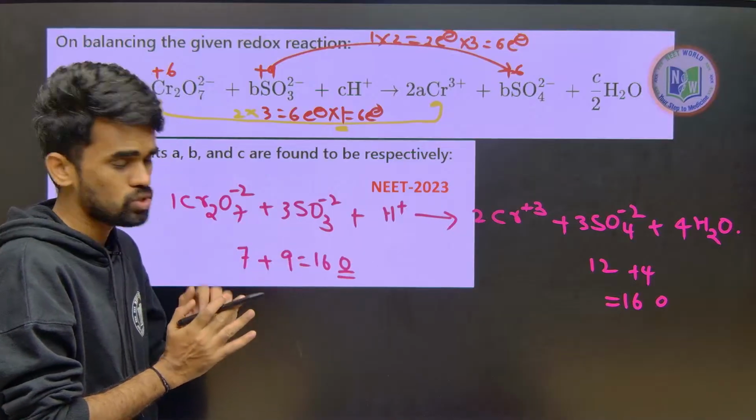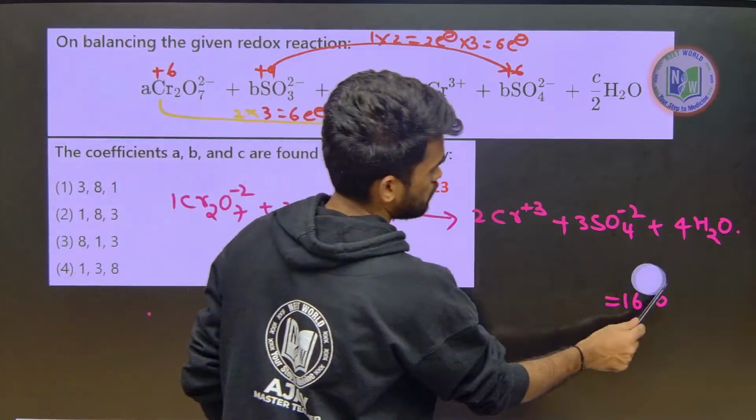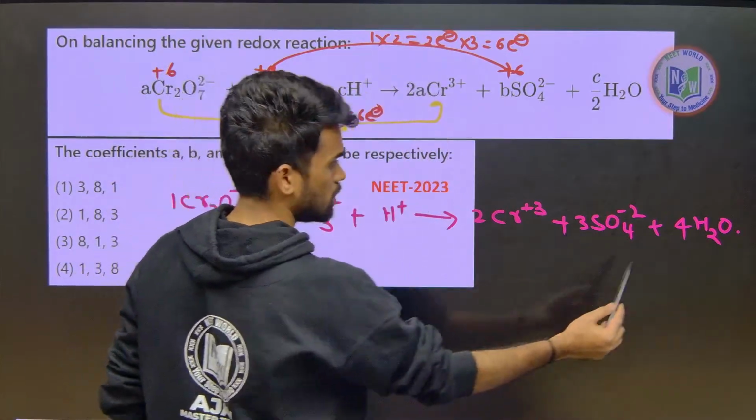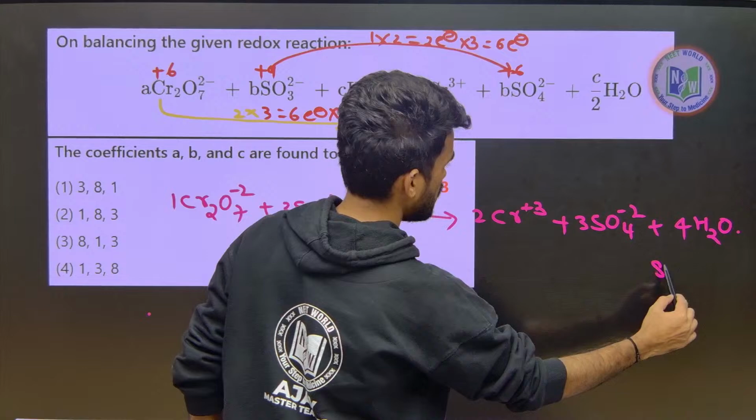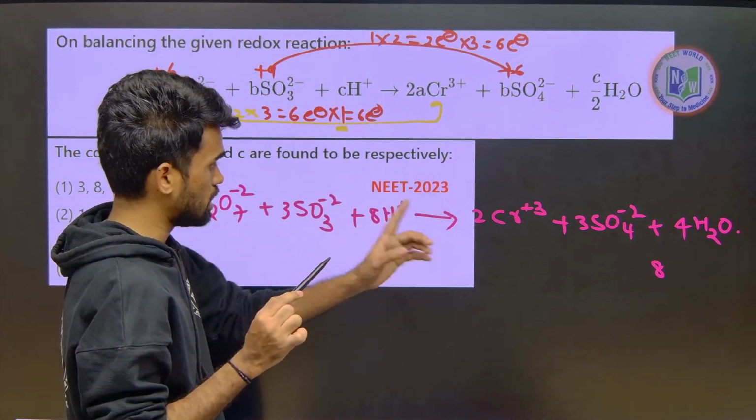Only hydrogen. So balance it. How can we balance? Just multiply with the suitable number. See how many are there here? 4 to the 8. So take it as 8H plus. That's it. 8 hydrogen there, 8 hydrogen here.